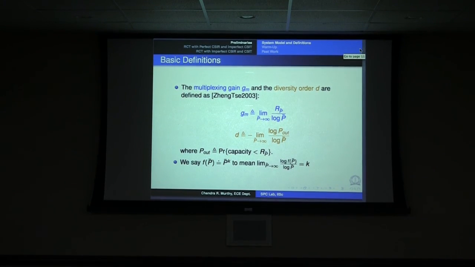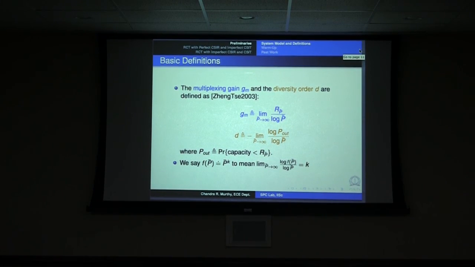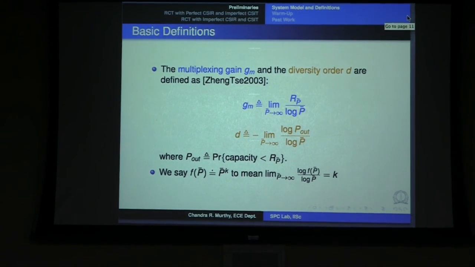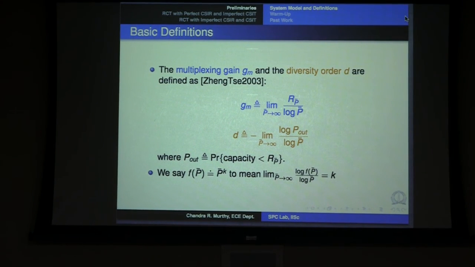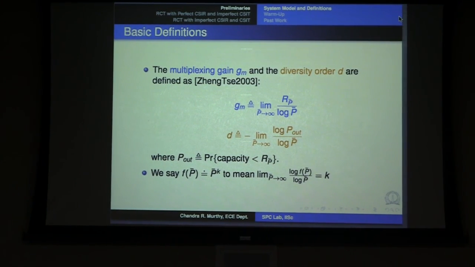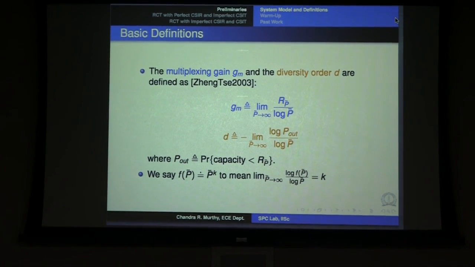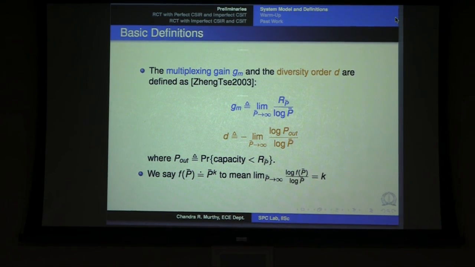R P bar here is your target data rate. So basically the idea here is that the transmitter is going to attempt to transmit at a rate R P bar. If the capacity of the channel is smaller than R P bar, then you will not be able to successfully communicate at a rate R P bar, and you say that you've gone into outage. So R P bar is really your throughput here, but you won't achieve R P bar with probability 1. Okay? And so that's how it's related to the throughput.